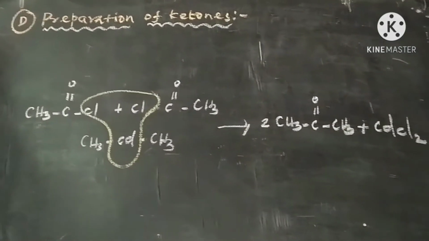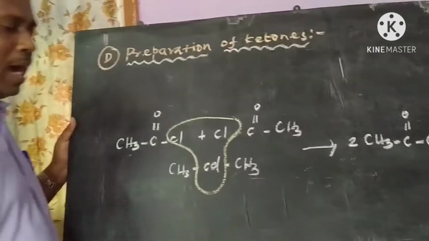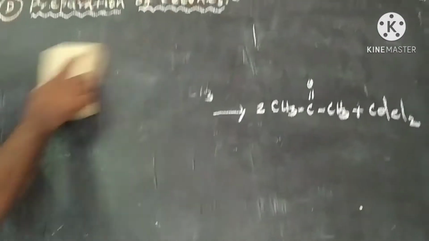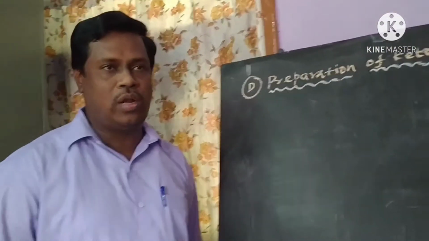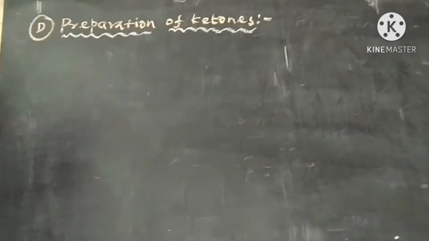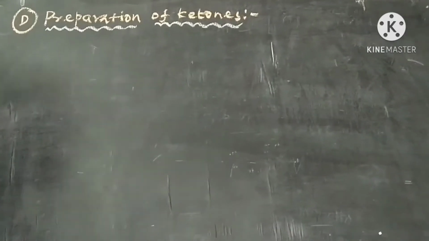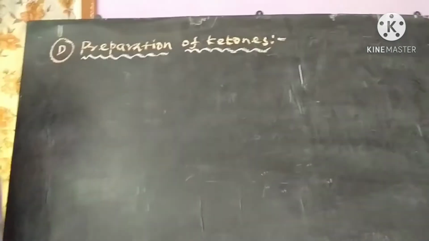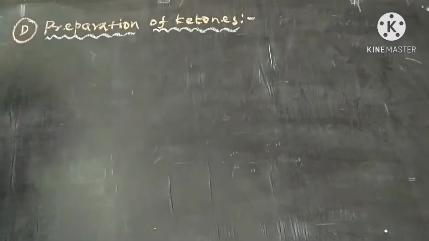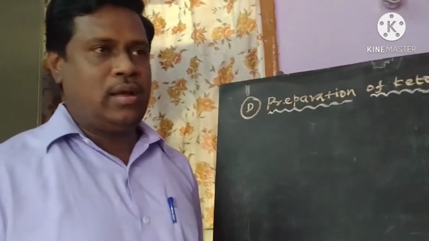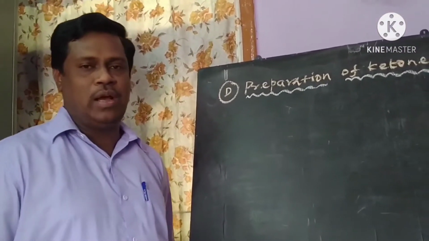The next, second one, is the preparation of phenyl ketones, that means aromatic ketones. Preparation of phenyl ketones is by Friedel-Crafts acylation, with anhydrous aluminum chloride. It is the best method for preparing alkyl aryl ketones or diaryl ketones. This reaction succeeds only with benzene and activated benzene derivatives.